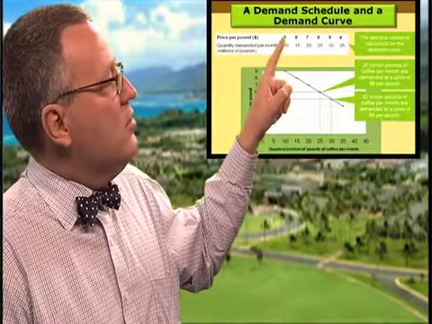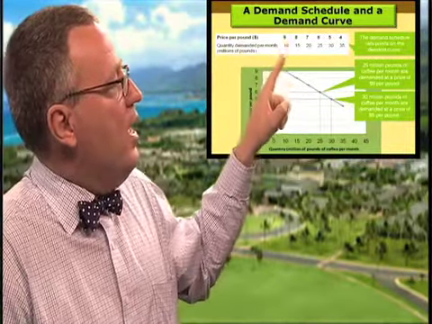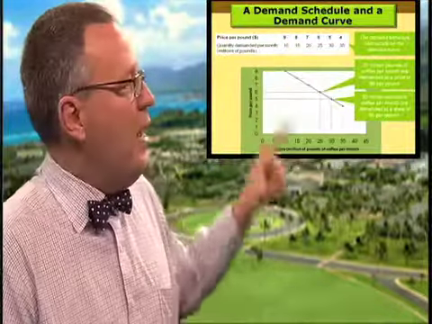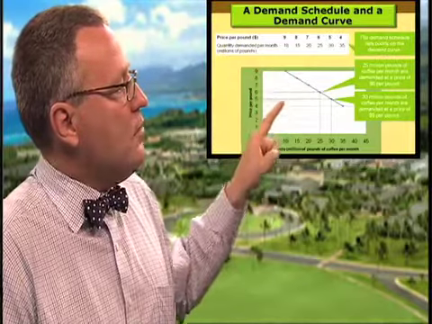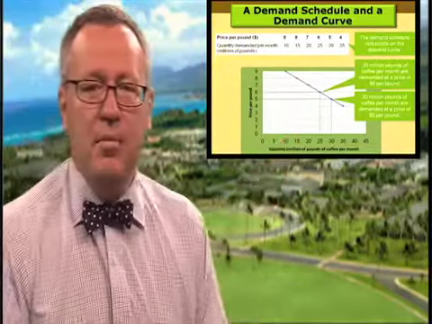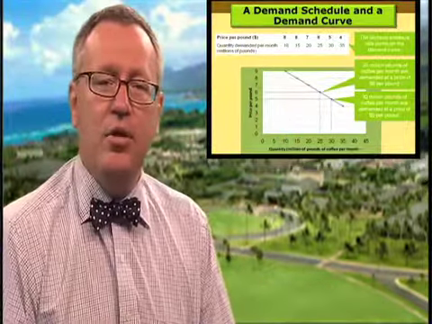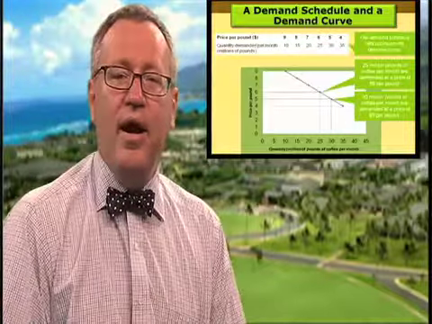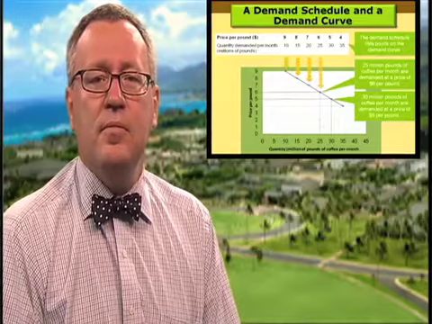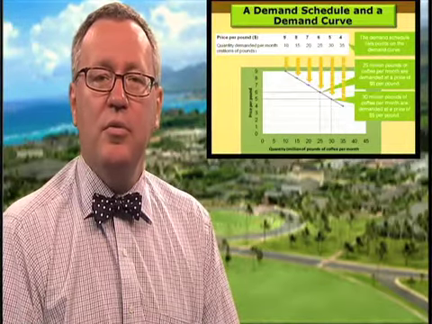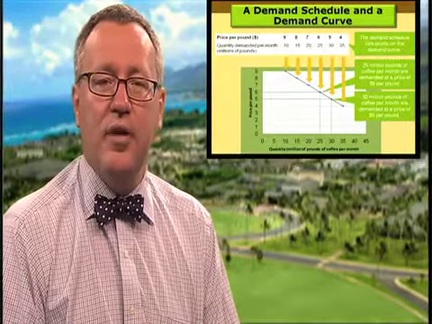At $9 per pound, how much coffee are we going to demand? Well, just take $9 per pound, draw it over to the line. We're going to demand 10 million pounds. That's how you quantify, and that's how you graph a demand schedule. You put in all the points, all from the demand schedule, and you create the demand graph, or demand line.